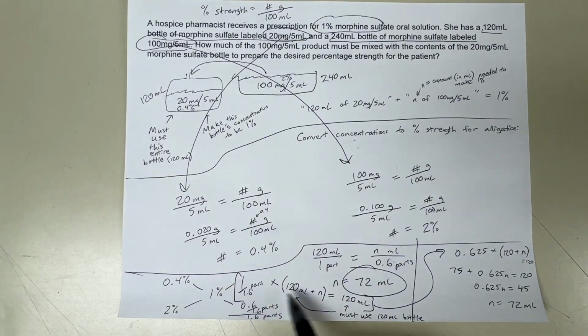If you know how alligation works, you can solve it this way algebraically, but it's a little bit tougher. But if you're really good at math, you should do it both ways, and then you guarantee you have the right answer.